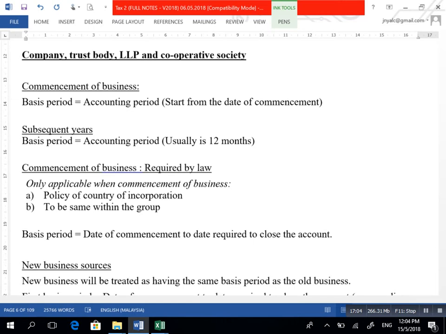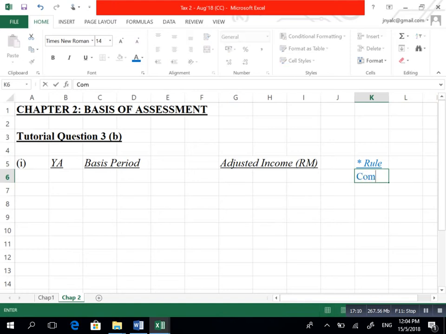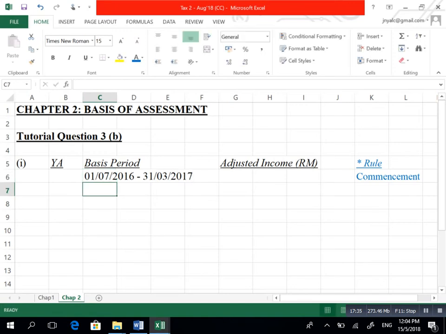Based on the commencement rule, date of commencement is 1st July 2016 in this question. And you follow the accounting period. When they end the period for the first set of accounts, 31st March. Then you just close until 31st March 2017. Now first basis period we determined already. But how to determine year of assessment? Based on the ending year in here again. 2017 YA.